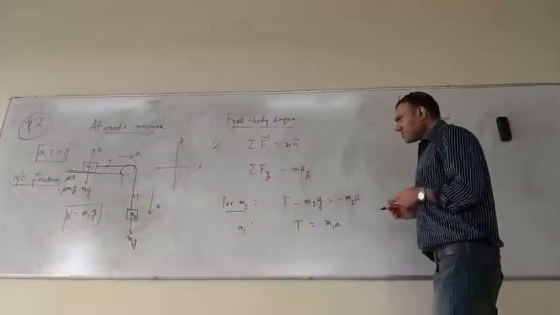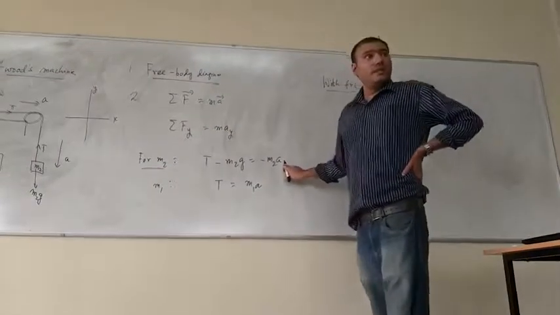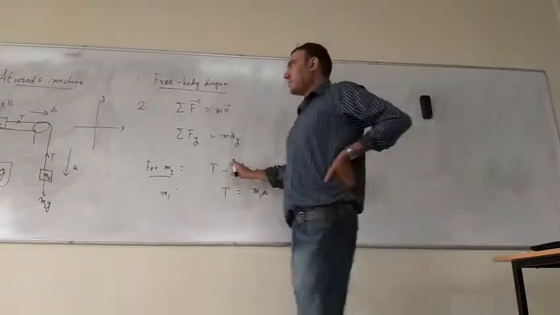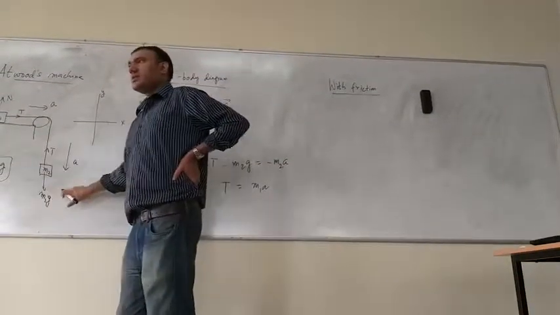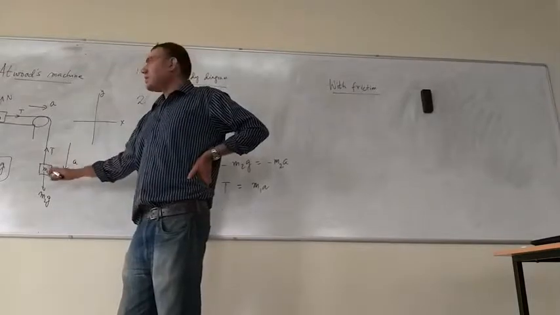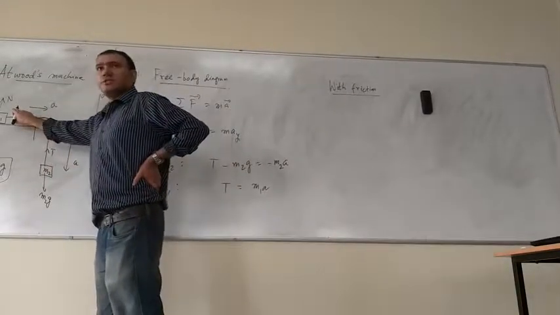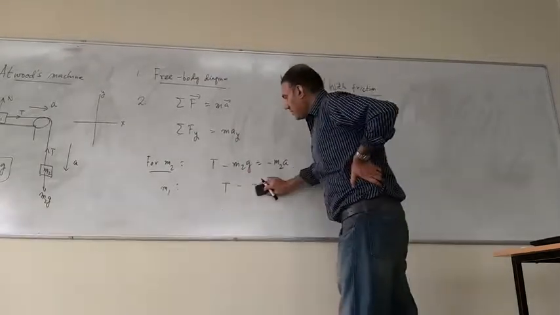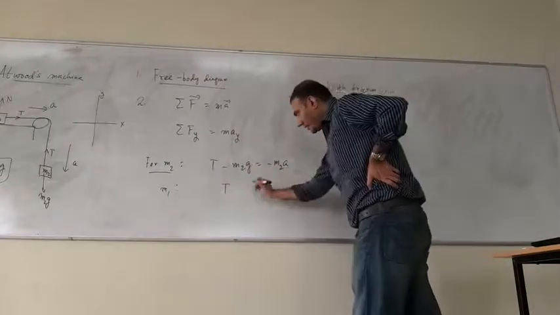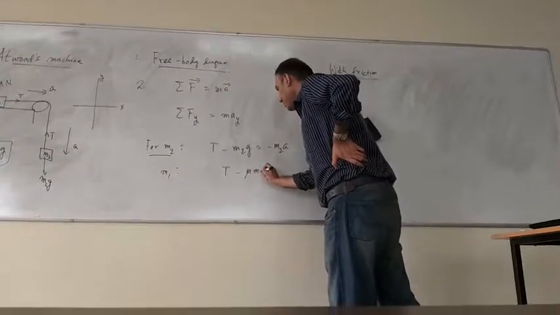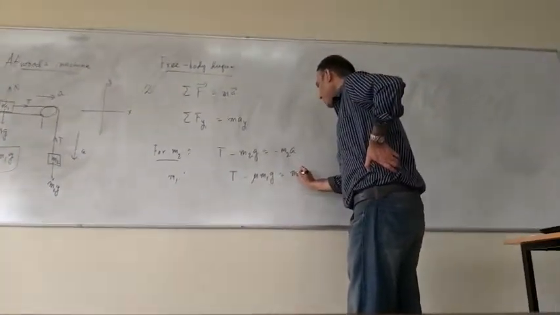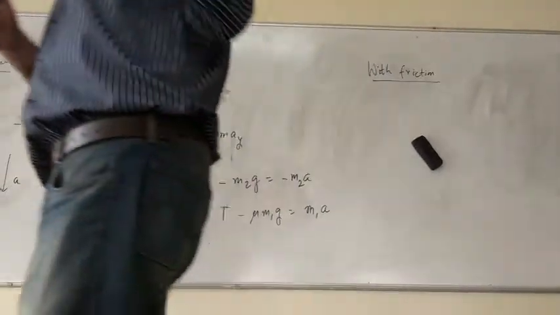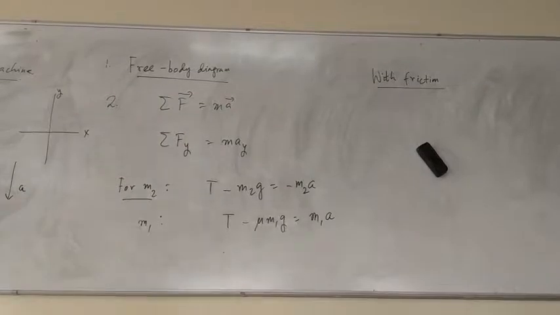So the first equation, with friction, doesn't get changed. It's still the same. The force equation for the hanging one will change. Now you have T minus mu N, which is mu m1g, equal to m1 times A. So do this calculation and again find out A and T.